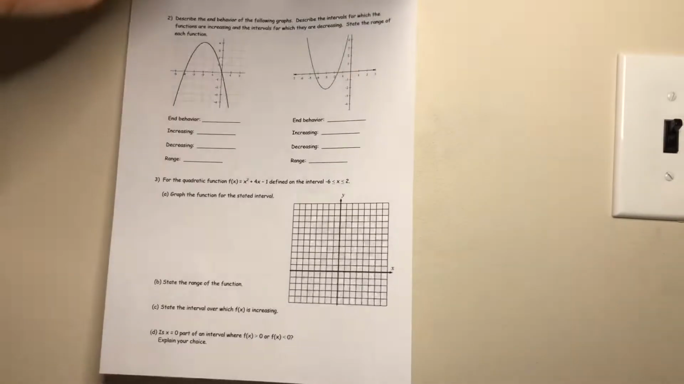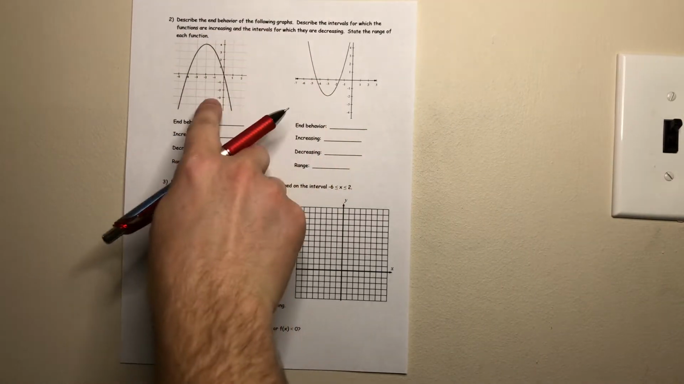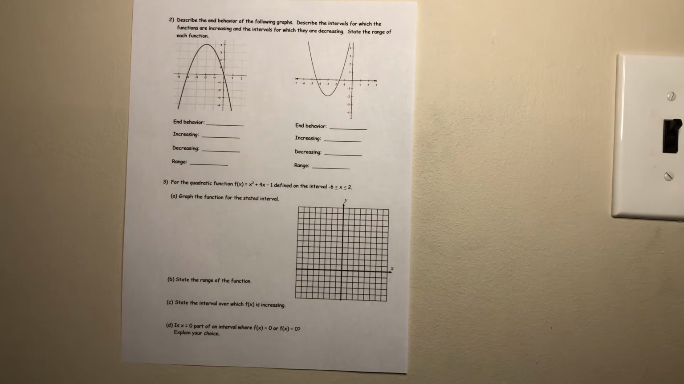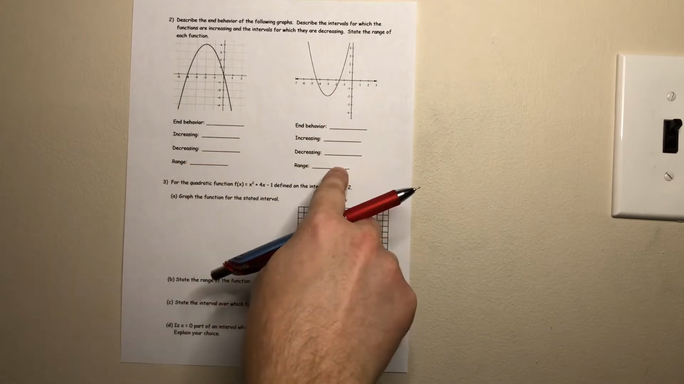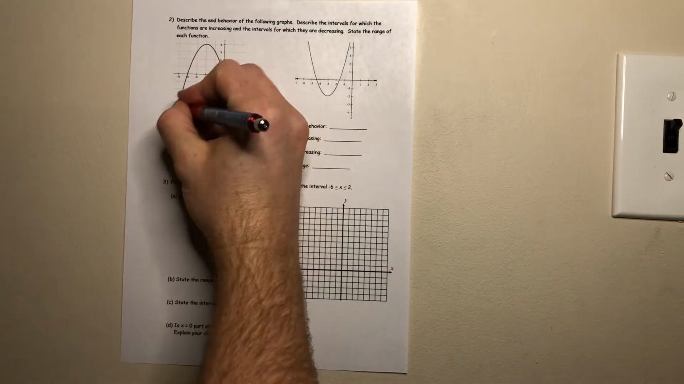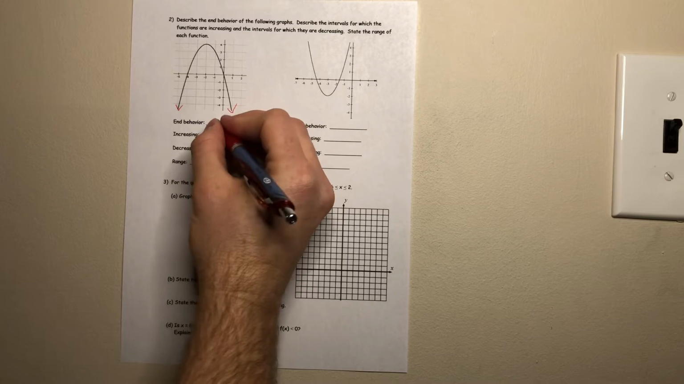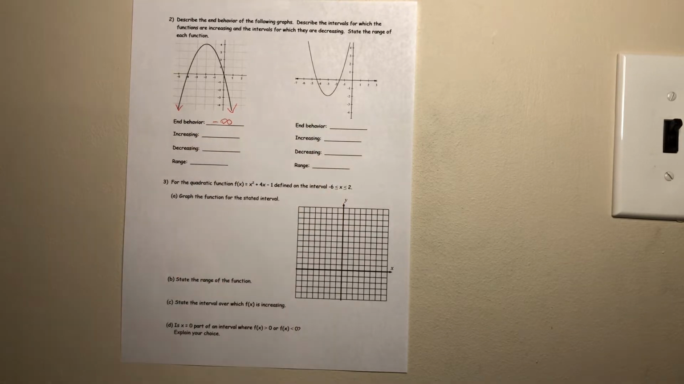So let's do 2 more questions together, and then we're going to wrap this lesson up. All right, so we're going to describe the end behavior of these graphs. If you feel up to it, pause the video, see if you can fill this in, and then replay the video and see if you matched what I am about to say. All right, since this is facing down, I'm going to throw some arrows on there. The ends are going towards negative infinity.